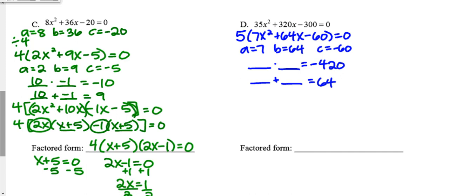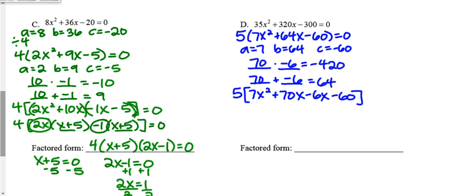Okay, so the two numbers would be 70 and negative 6. They multiply to negative 420, and they also add to 64. So now we're going to rewrite our quadratic. So we have a 5 on the outside still. Then we have 7x squared. We're going to use our new numbers, 70x minus 6x minus 60. And now we're going to group.